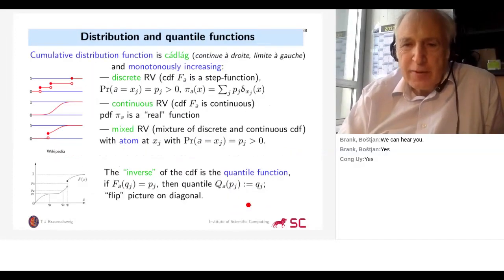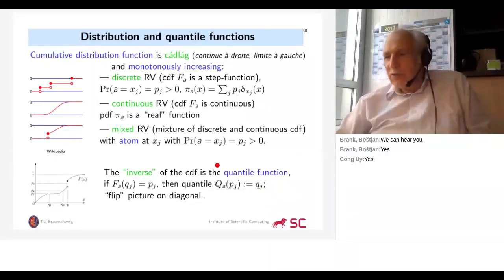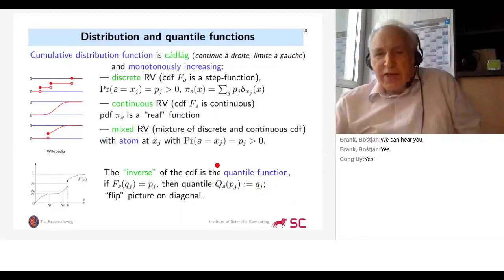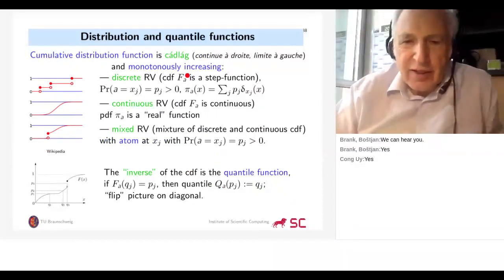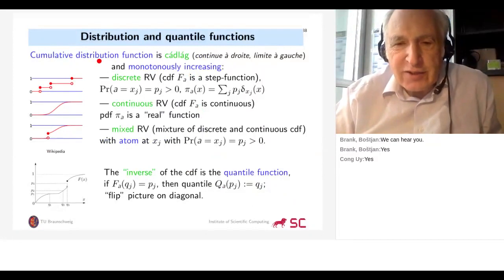Good. So we'll come now to a few pictures to explain this here. These are the last two slides, I think. And so one is to look at the cumulative distribution function.